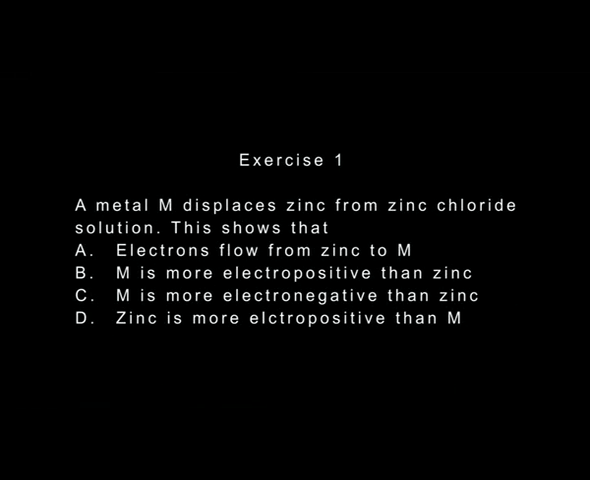Exercise 1. A metal M displaces zinc from zinc chloride solution. This shows that A. Electrons flow from zinc to M. B. M is more electropositive than zinc. C. M is more electronegative than zinc. D. Zinc is more electropositive than M. The correct answer is B, because M is more electropositive than zinc, as the more electropositive metals displace the less electropositive metal.